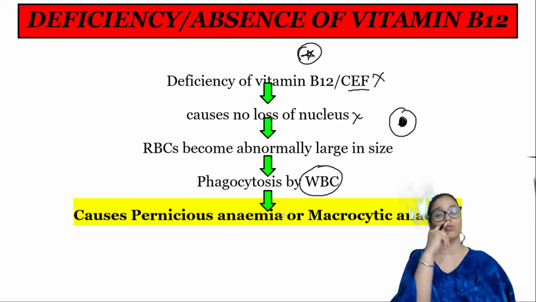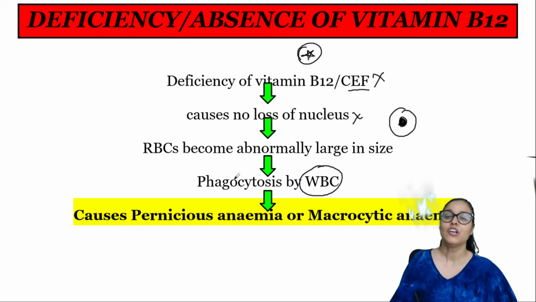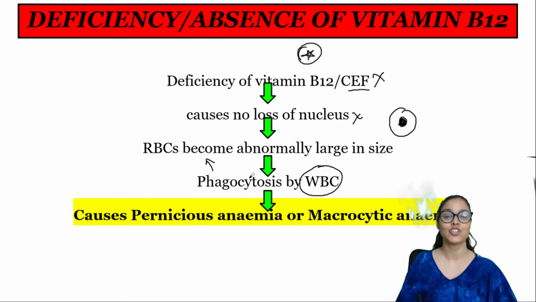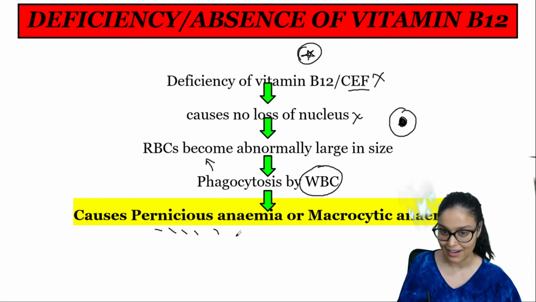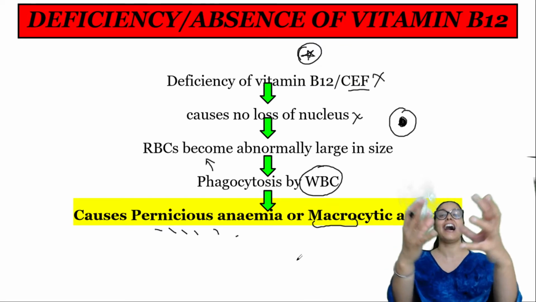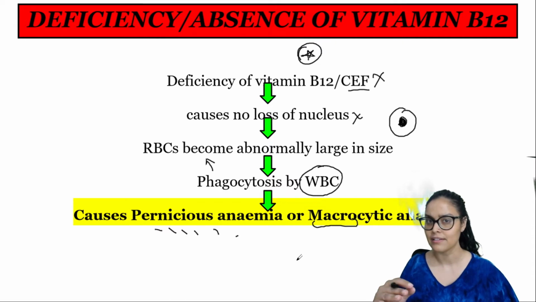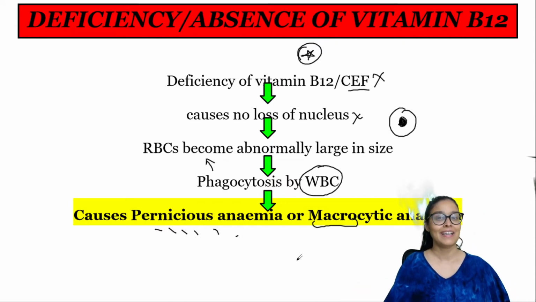WBC will feel, oh, this is so abnormal RBC. Now what will I do? I will kill it. So it will start phagocytosing this abnormally large RBC and it will cause pernicious anemia or macrocytic anemia. Why? Because RBC become huge, abnormally large in size and it is killed now. It is phagocytosed by WBC now.